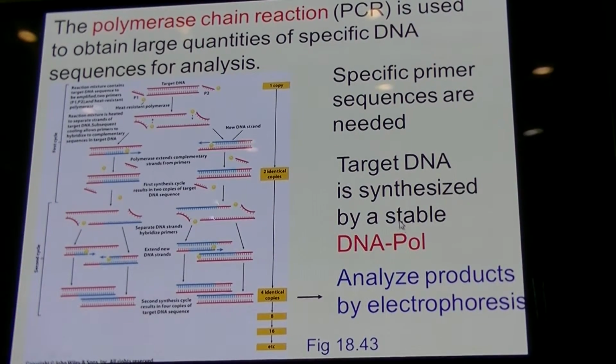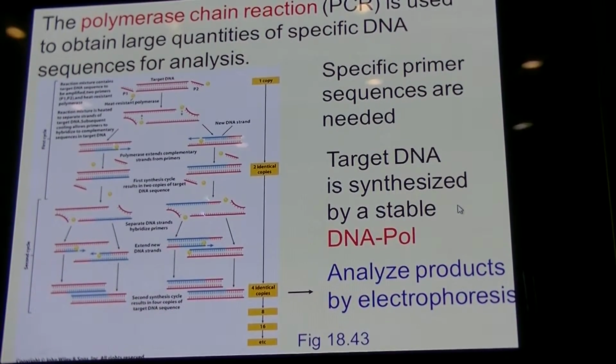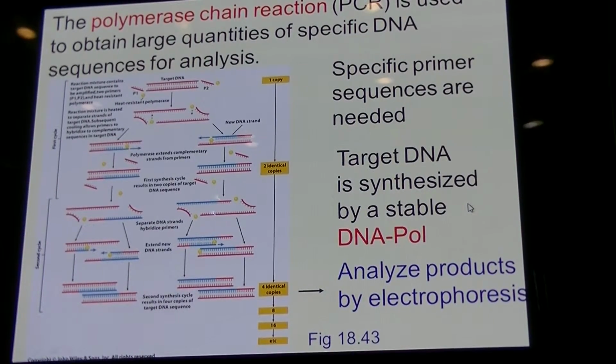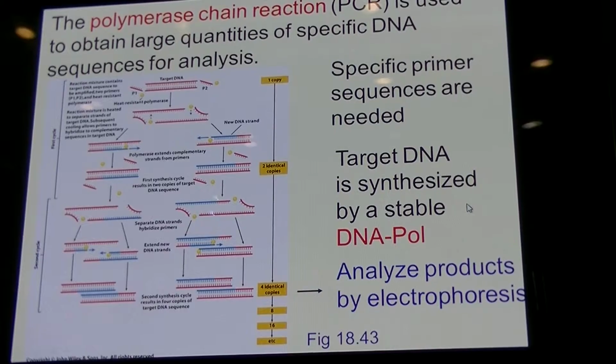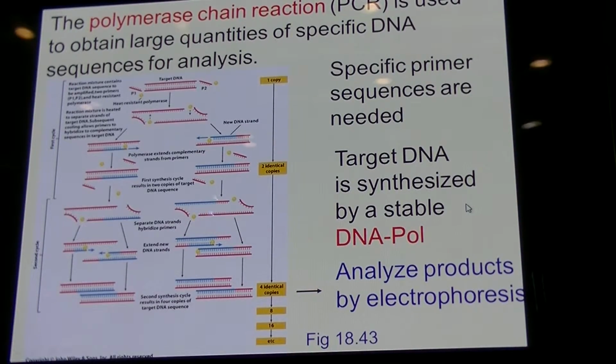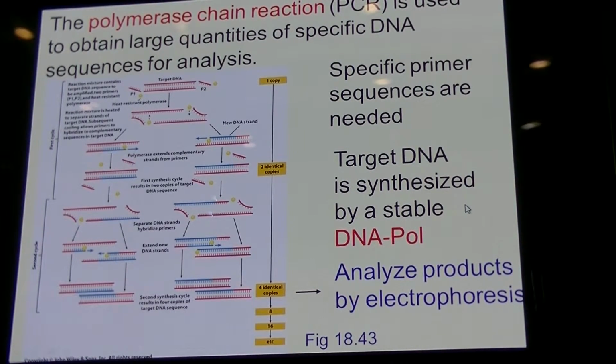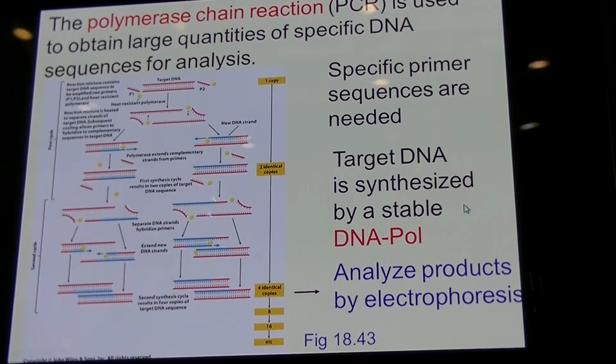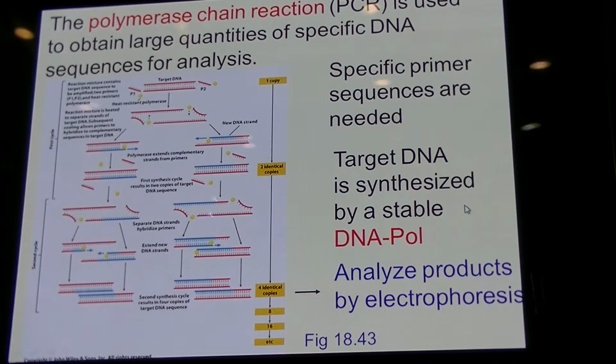Now, in order for this to work, we need a DNA polymerase that can withstand that melting step, that high temperature. And therefore, we use a DNA polymerase that is isolated from bacteria that live in the hot springs in Yellowstone. And we call that the Taq polymerase, Taq for Thermus aquaticus.